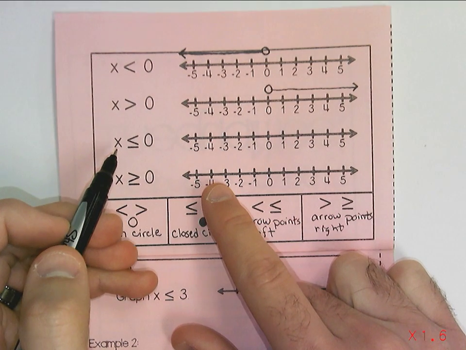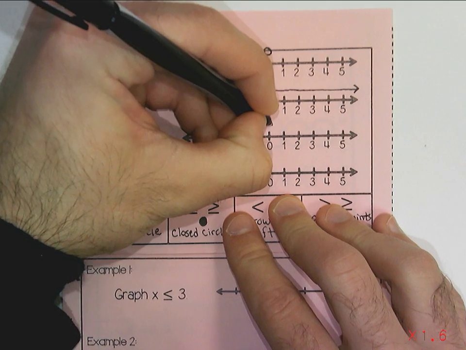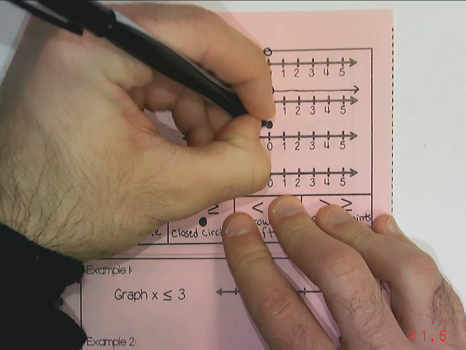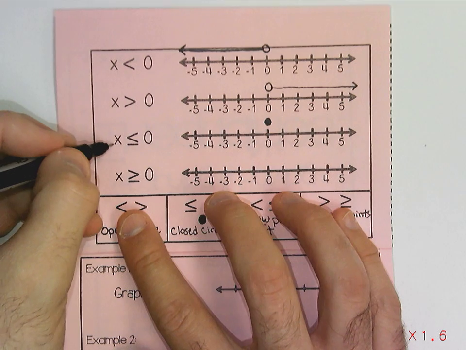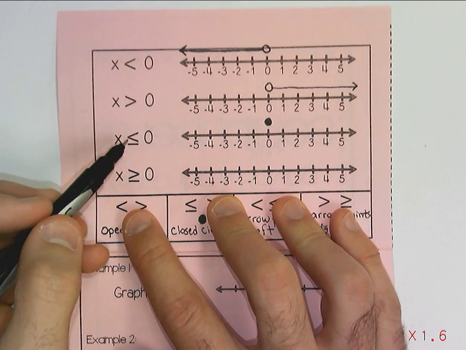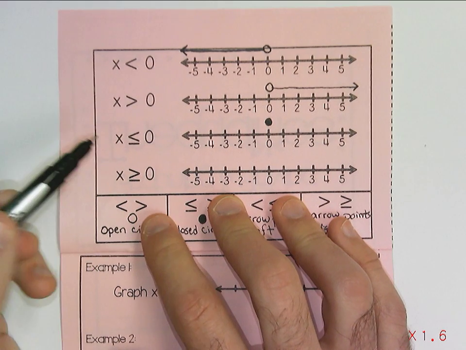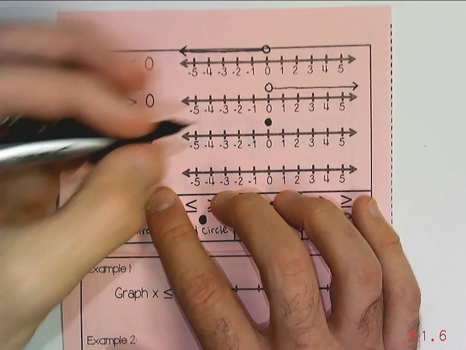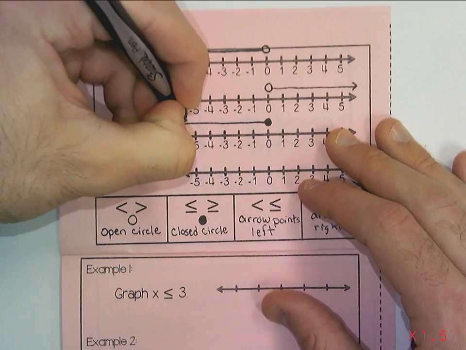Now the next one here, x is less than or equal to 0, that has to be a closed circle, because 0 can actually be included as an answer. If I would put 0 in for x, it would say 0 is less than or equal to 0. Well, it only needs to satisfy one part of that inequality, and that would satisfy the equal part, that 0 is equal to 0. And if I draw my arrow in here, it's anything less than 0.